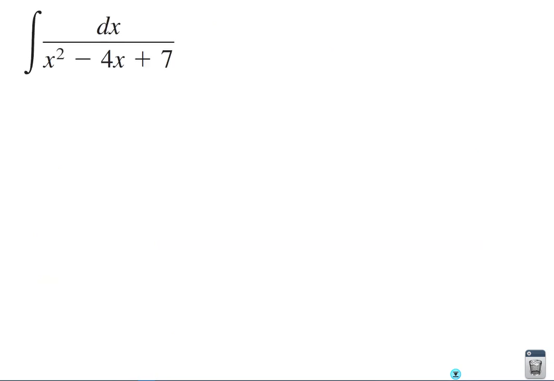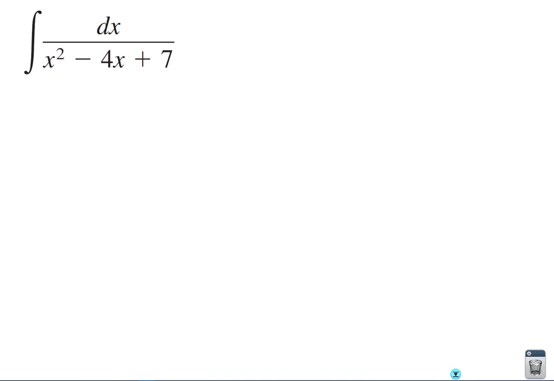All right, let's try something new. The integral of dx over x squared minus 4x plus 7. Well, this doesn't look like a basic u sub because in the denominator I have x squared minus 4x plus 7, but the derivative of that would be like a 2x minus 4 situation. I just have a 1 dx in my numerator, so it's not that.